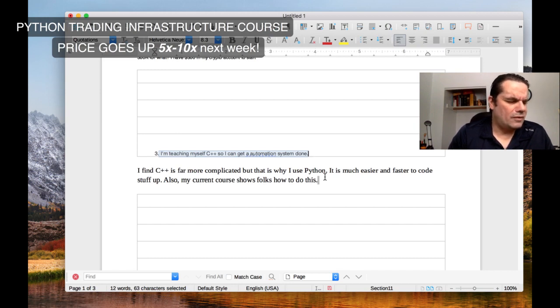So even though you can technically say that C++ is faster, you also have to factor in how long it takes to code that up. When you compare that against Python, it's much faster to code up the same type of strategy or bot, as they call them now. You can code it up much faster in Python than you would in C++. I'll talk about that further in a minute.